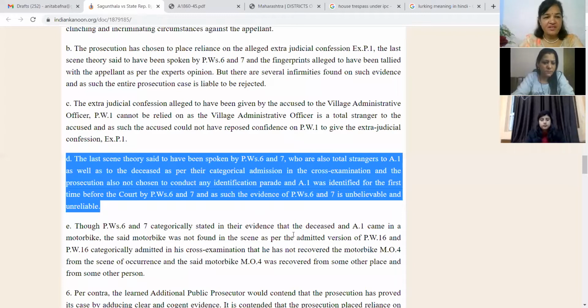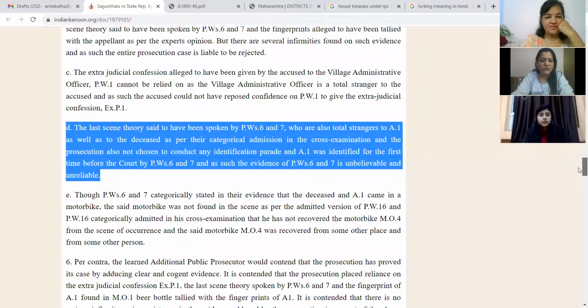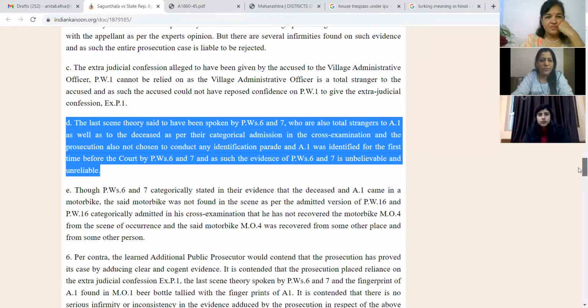The last seen theory said to have been spoken by prosecution witnesses 6 and 7, who are also total strangers to A1 as well as the deceased as per their categorical admission in cross-examination, and the prosecution also has not chosen to conduct any identification parade, and accused one was identified for the first time before the court by prosecution witnesses 6 and 7, and as such the evidence of prosecution witnesses 6 and 7 is unbelievable and unreliable.